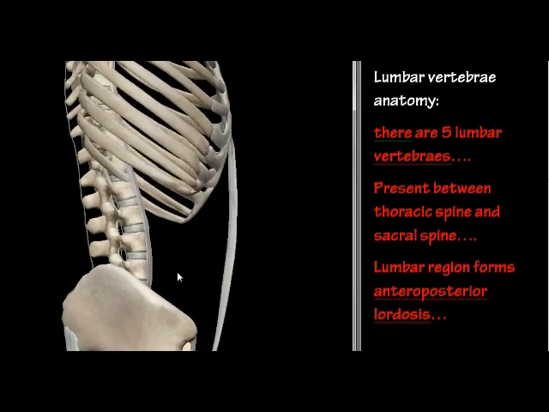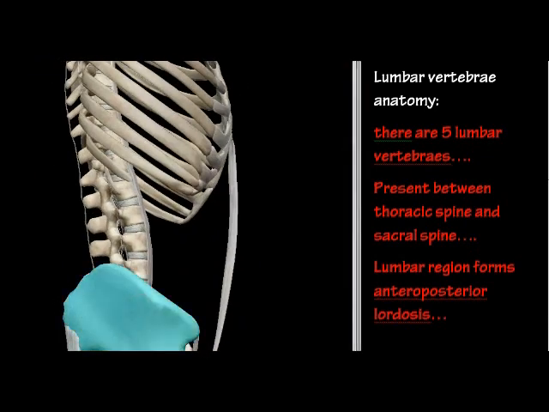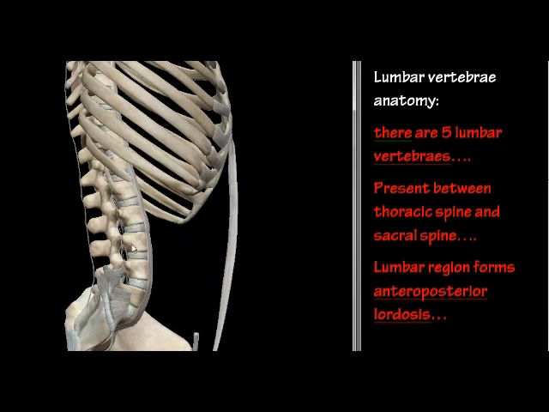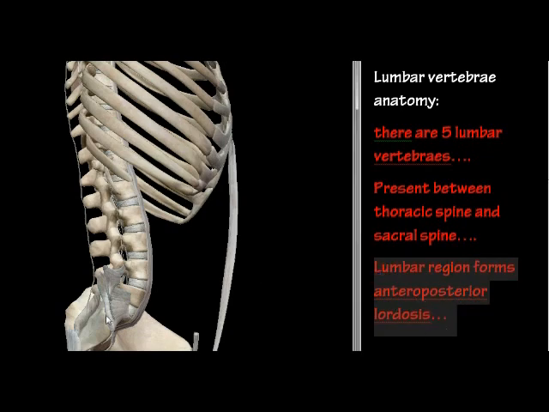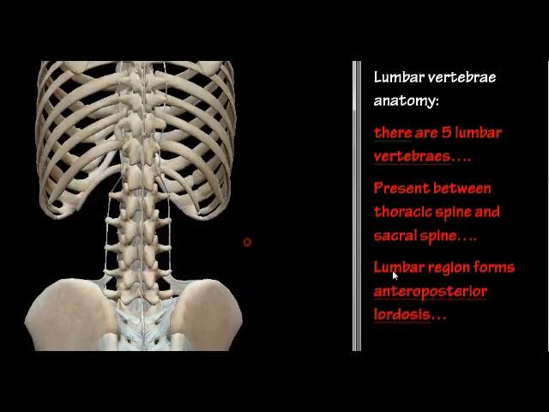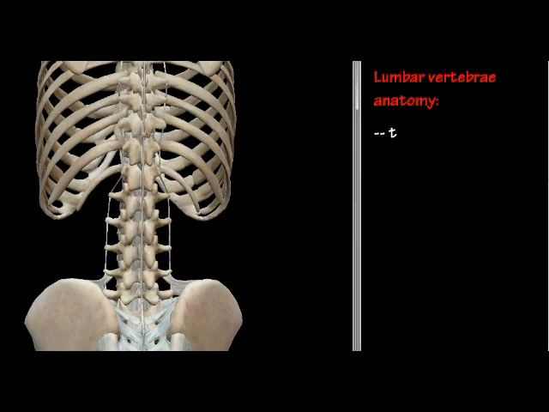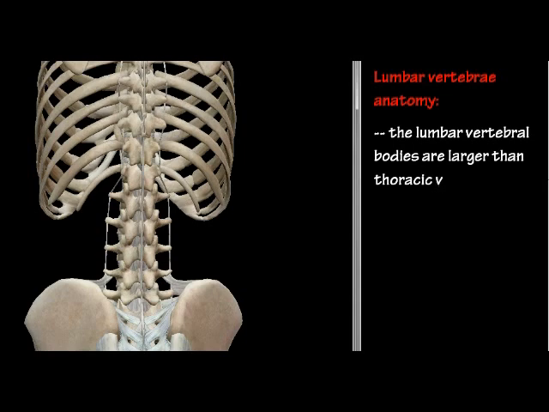Lumbar lordosis, also called as secondary curvatures, which result in difference in the thickness between front and back part of the intervertebral disc. Lordosis may increase at the puberty, sometimes not becoming evident until the 20s. Lumbar vertebra lies between the ribs and the pelvis. The lumbar vertebral bodies are larger than the thoracic vertebral bodies.